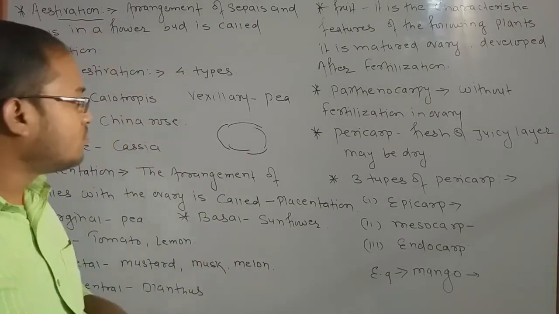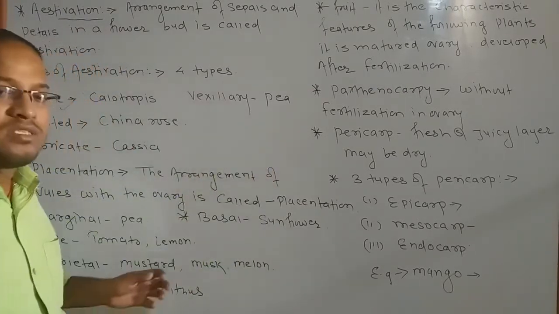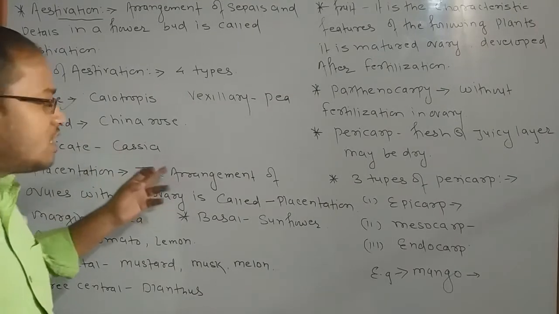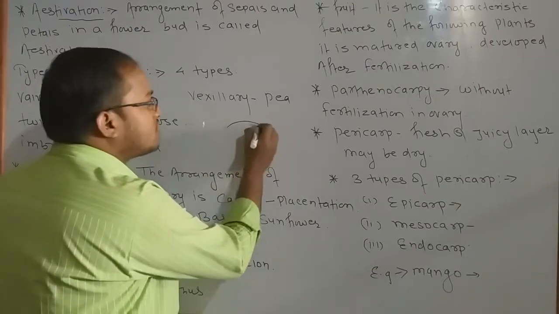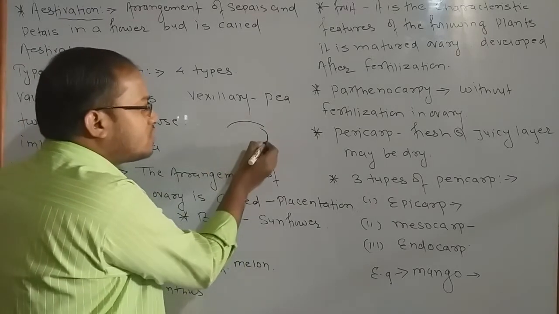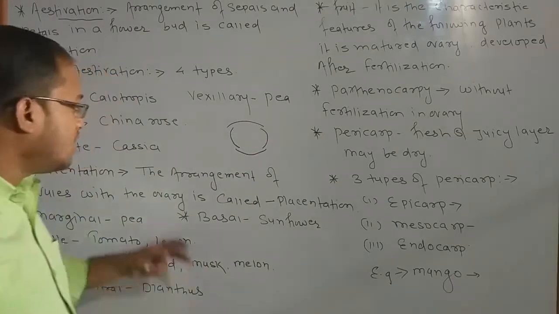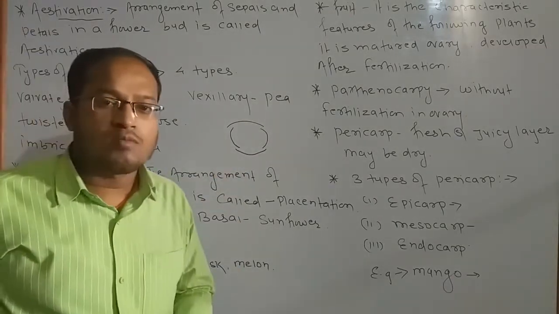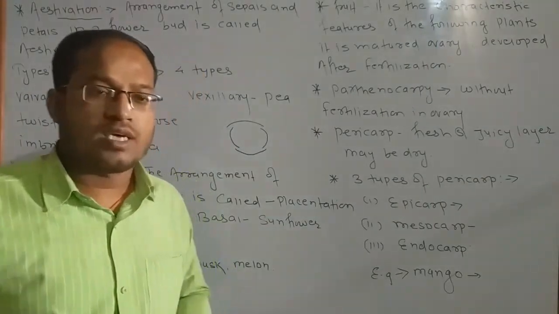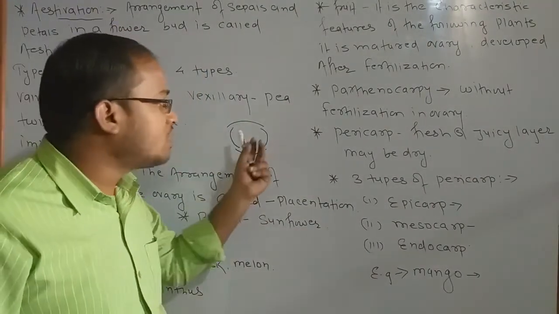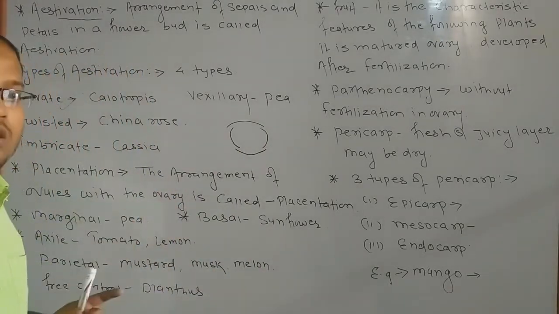Now next we are going to discuss imbricate. Imbricate estivation generally comes in the Cassia plant, and in this the arrangement is that one petal is totally outside and one is totally inside. So this type of arrangement is generally called imbricate. Imbricate means one of the sepals or petals is completely outside, there is no overlapping, and one is completely inside. That is called imbricate estivation.